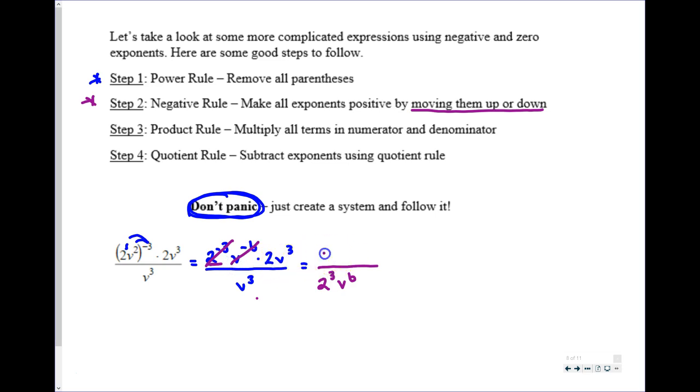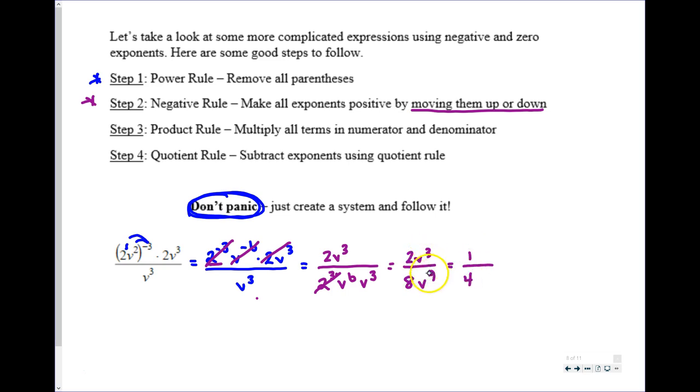2v to the third doesn't move. It's not negative. It doesn't move to the bottom. And this v to the third down here, that doesn't move either, so it stays on the bottom. Okay? I'm going to leave the top alone because I've got some stuff in the bottom to deal with. 2 to the third power is 8. And v to the 6th times v to the third is v to the 9th. Then I see that 2 divided by 8 reduces to 1/4.